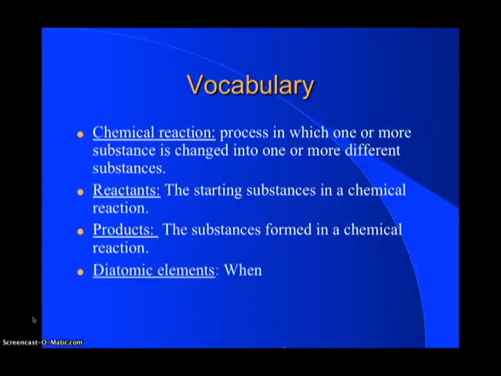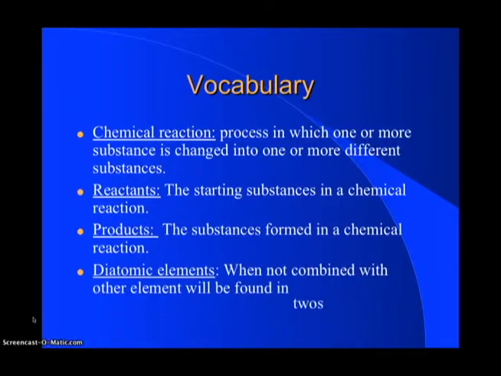The last thing I want to remind you of is the diatomic elements. Remember, there are those 7 elements: hydrogen, bromine, oxygen, nitrogen, chlorine, iodine, and fluorine. Whenever these elements are found in a reaction or in an equation without being combined into a compound with something else, they will always occur in 2's. And so the formula for hydrogen gas would be H2.